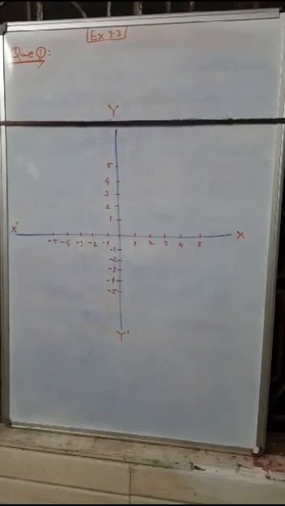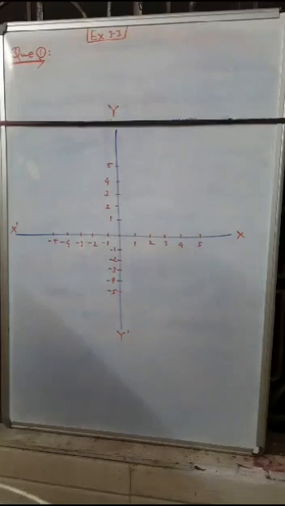Students, now we will solve exercise 3.3 question number 1. You are looking at question number 1: in which quadrant or on which axis does each of the points (-2, 4), (3, -1), (-1, 0), (1, 2) and (-3, -5) lie? Verify your answer by locating them on the Cartesian plane.